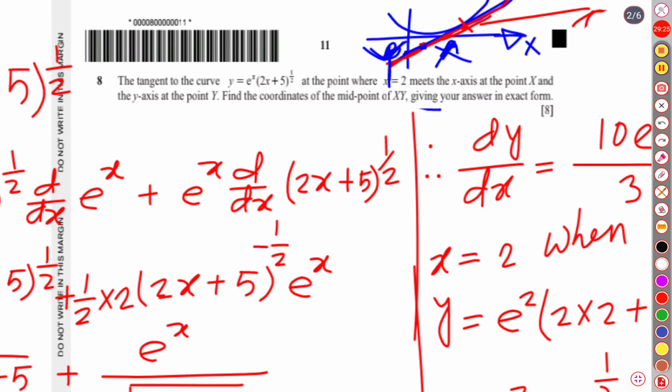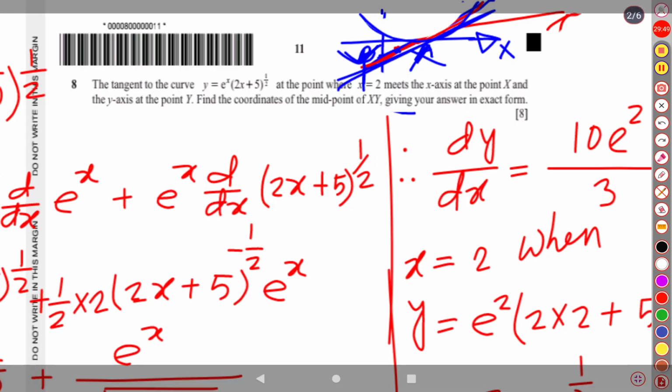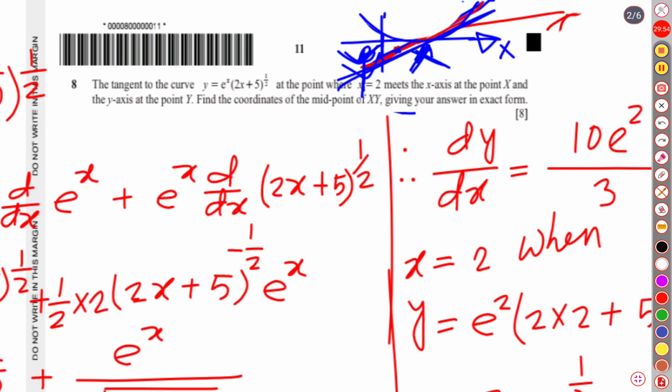So what was the concept? First, we assumed that this is our curve. In this curve, the tangent is this, which intersects the x-axis at x, meaning here x, and the y-axis at y, here y. Then they have told us to find the midpoint.